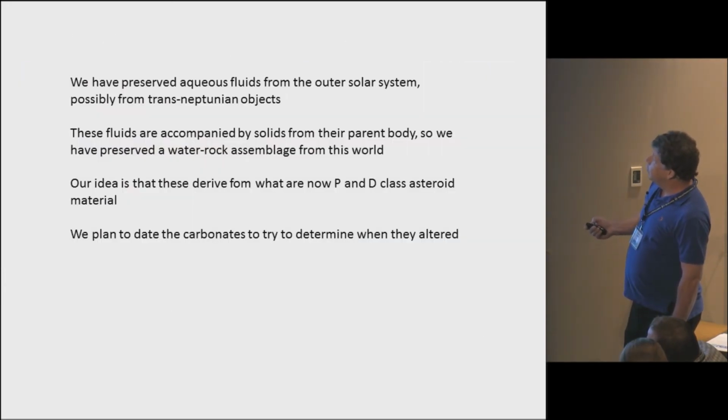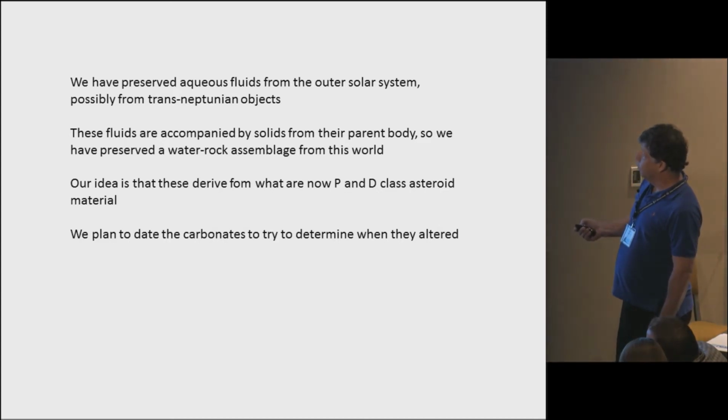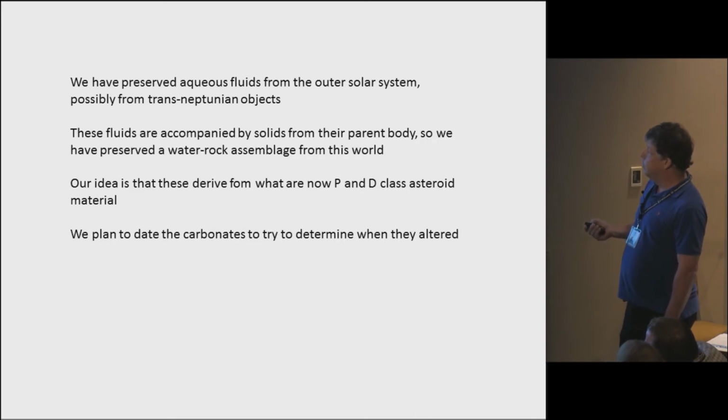I think we have preserved aqueous fluids from the outer solar system, possibly from TNOs. We don't know. It depends on your current model and what you believe. But they're definitely from someplace in the outer solar system because they're from a very cold world. These fluids are accompanied by solids from the parent body. So we have a preserved water-rock assemblage from this world, wherever it was.